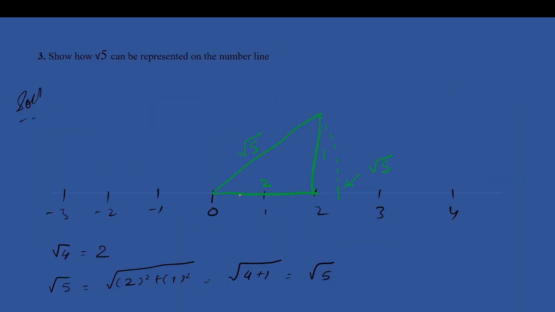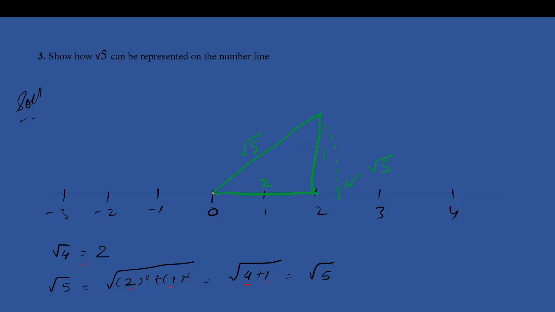So how can root 5 be represented on a number line? First you have to know how root 5 can be written. The value of root 4 is equal to 2. Root 5 can be written as 2 square plus 1 square, so 4 plus 1, which is 5. So this is your base, this is your height. 2 square and 1 square.